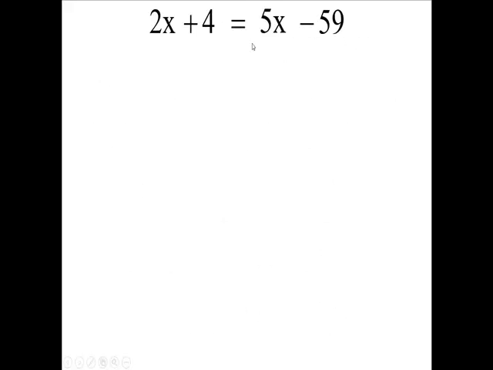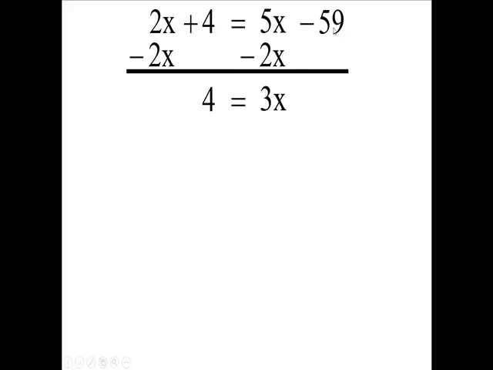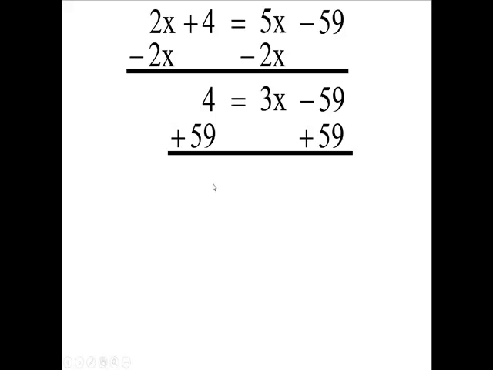Get rid of the smaller of the 2 x's here. There's 2x here and 5x. Which one's the smallest? This one. That's the one we're going to get rid of. Bring down the 4. Bring down the equals. 5 minus 2 is 3x. Bring down the 59. Now we're going to get rid of the 59 by adding 59 to both sides. We're going to have 63 equals, and bring down the 3x.